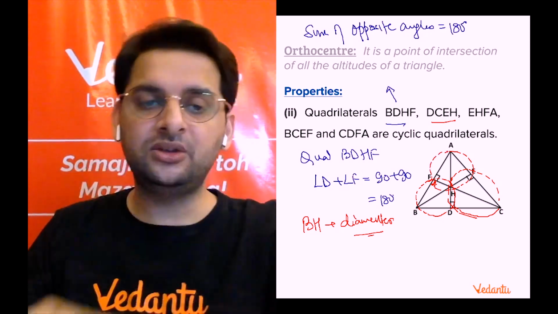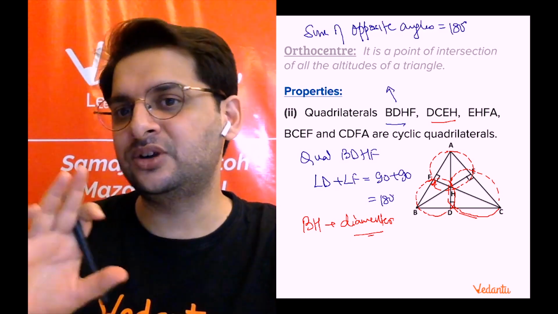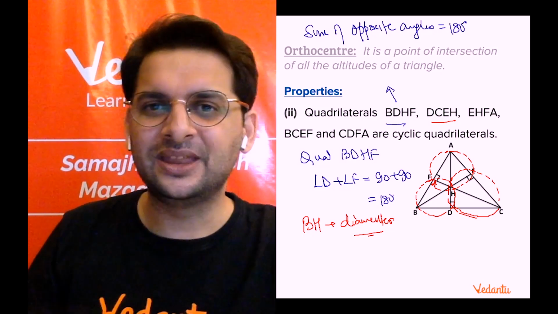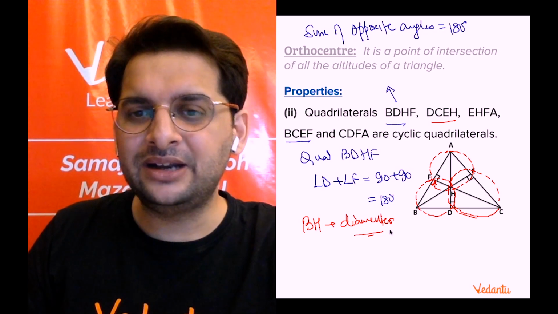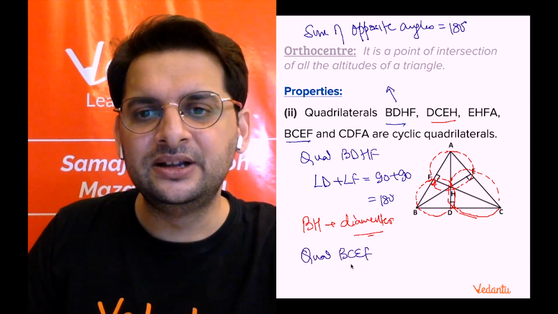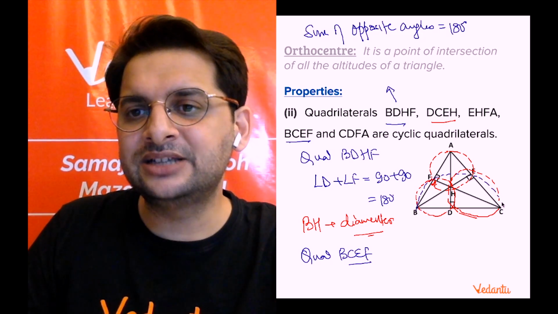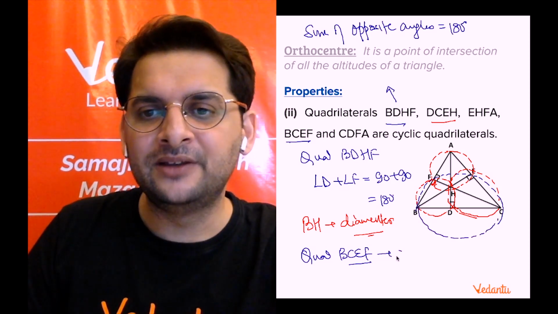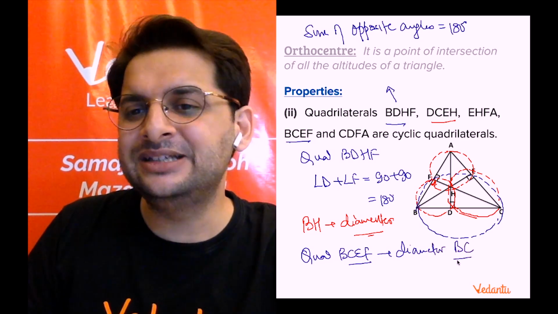So three cyclic quadrilaterals we have already noted. Now, earlier I said there are 6 cyclic quadrilaterals. So can we find the other 3 cyclic quadrilaterals? The other 3 would be BCEF. If we look at the quadrilateral BCEF, this is also a cyclic quadrilateral whose diameter is BC. And this can be easily seen.